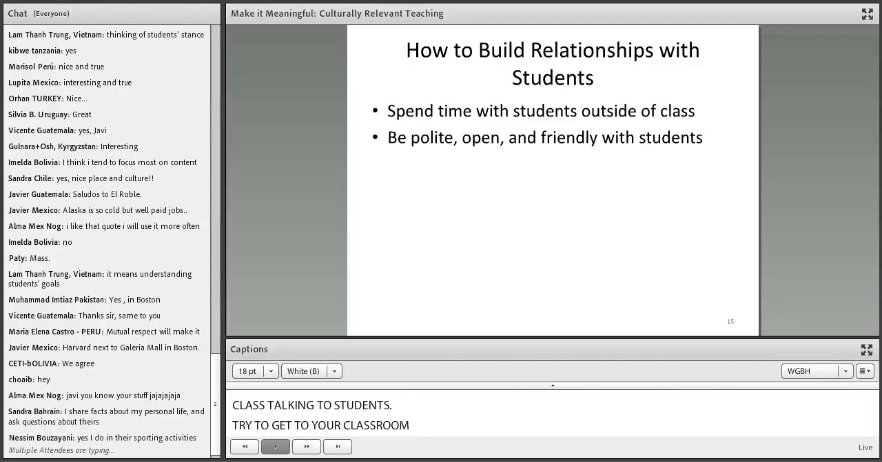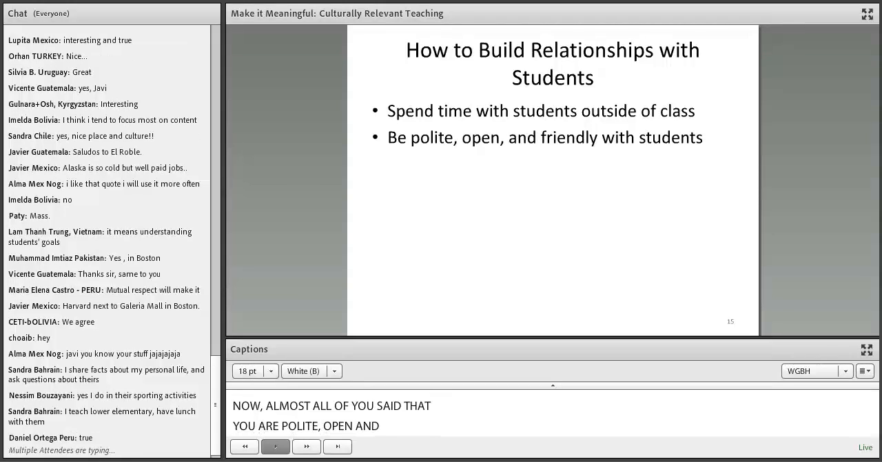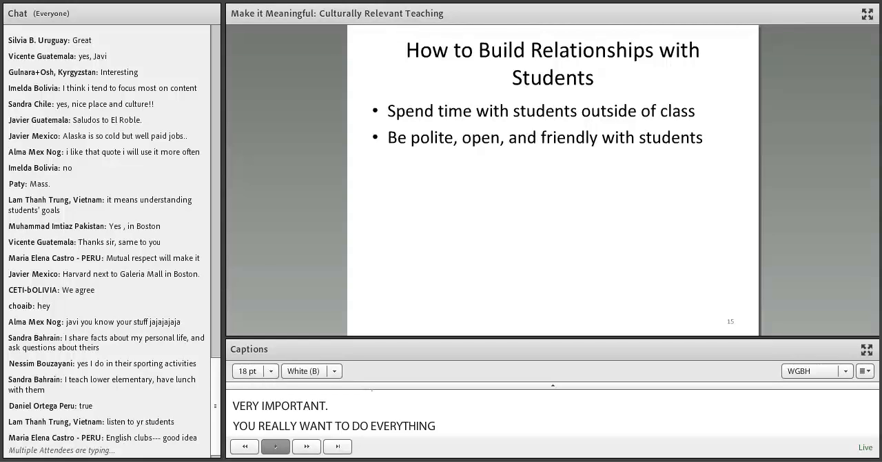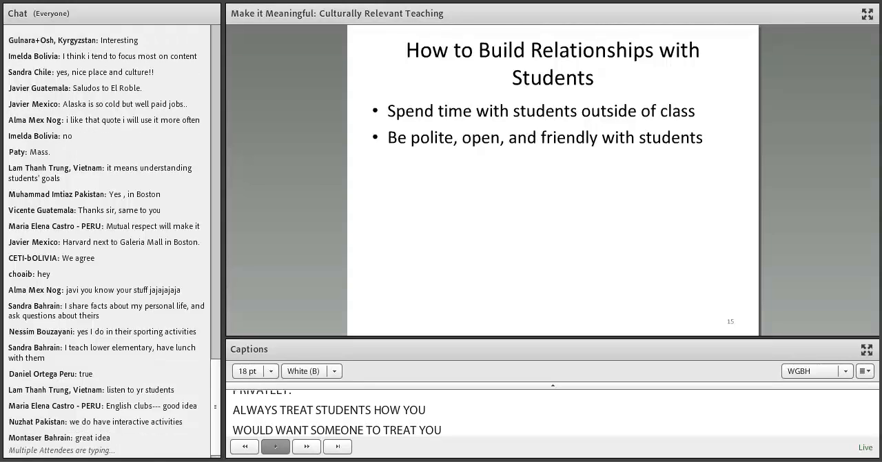Now, almost all of you said that you are polite, open, and friendly with students, which is very important. You really want to do everything you can to avoid embarrassing a student. If you embarrass them, it will be very difficult to build a relationship later. So if you need to discipline a student, I suggest you talk to them about their behavior privately. Always treat students how you would want someone to treat you or how you'd want them to treat your own child.